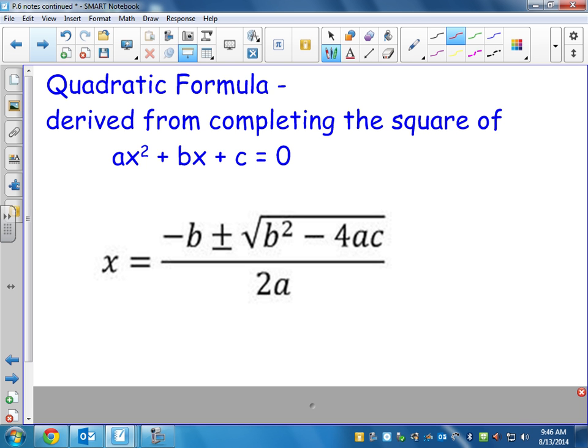Did Mr. McClure sing you the song about the quadratic formula? Did Ms. Bai sing you the song about the quadratic formula?